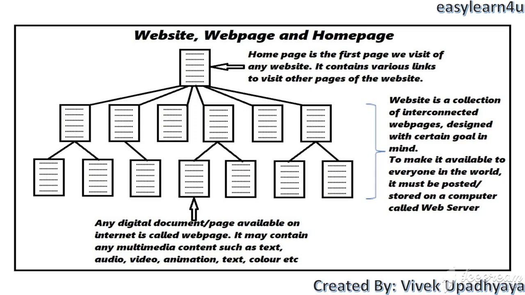And if we define a web page, we can say it is any digital document. Why are we saying digital document? Because anything that we can see on a computer screen is all digital. So it may contain any audio, text, animation, video, or any multimedia content inside it. So simply, a web page is a digital document which is available on the internet and contains multimedia content.